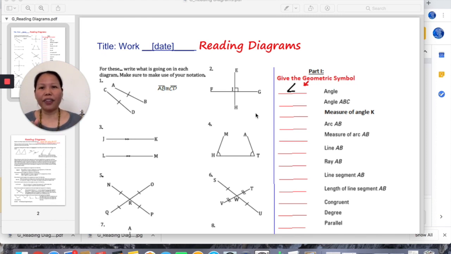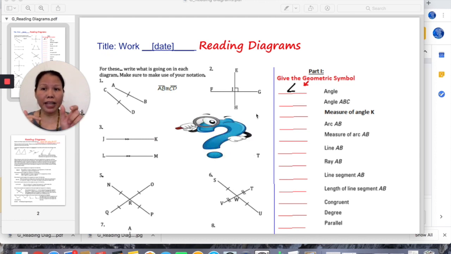Can you use the geometry symbol to put in between segment EH and segment FG? Okay. Number three, the same thing. What do you see on there? Can you give me the geometric symbol that should go between segment JK and segment LM? Okay, and we keep working on down just like that.